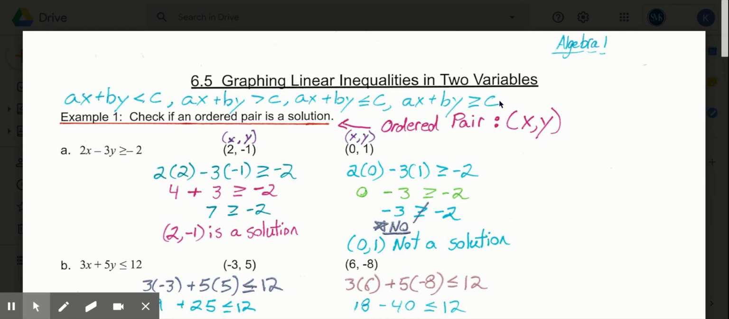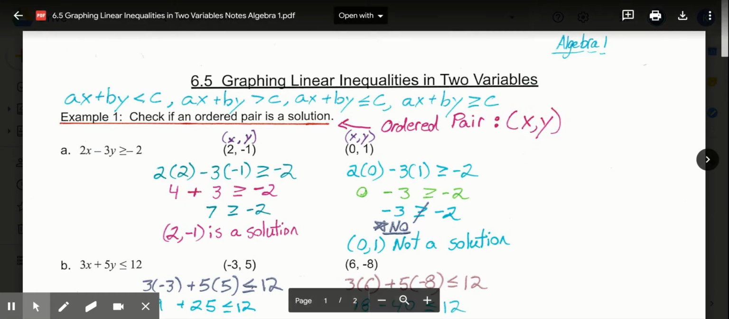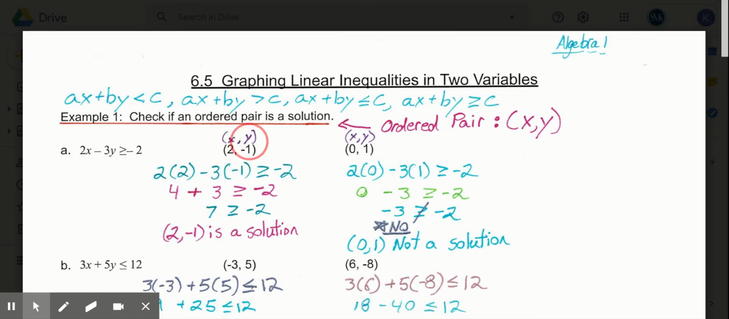Example 1 is simply checking if an ordered pair is a solution of the inequality. Keep in mind that every ordered pair is written as x, then y. So our x coordinate is always first, then our y coordinate. When plugging into our inequalities, make sure the first coordinate replaces x and the second coordinate replaces y.